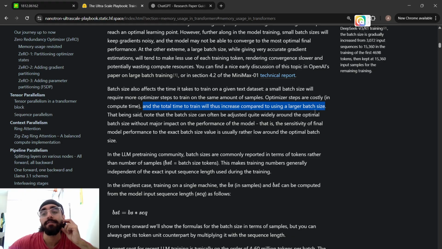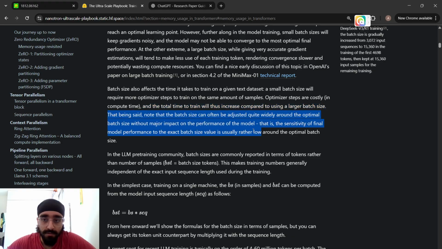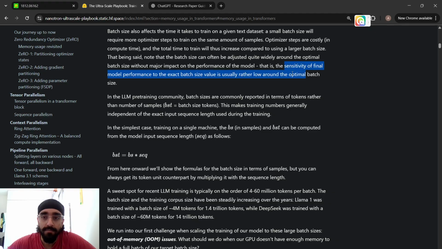Total time to train will thus increase compared to using a larger batch size. Oh, because if we have a small batch size, say in an extreme example a batch size of 1 and 1,000 samples, we need 1,000 steps to cover one epoch. But if we have a batch size of 10, we'll just need 100 steps to complete one epoch. Okay, seems like batch size, while it is important, is not super important to hyper-optimize for the ideal batch size.